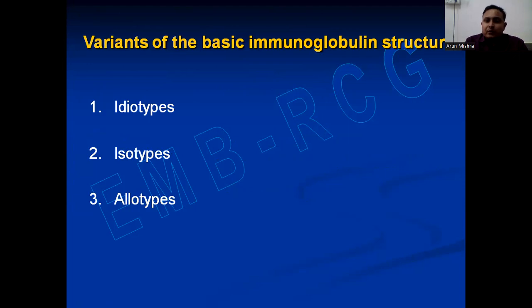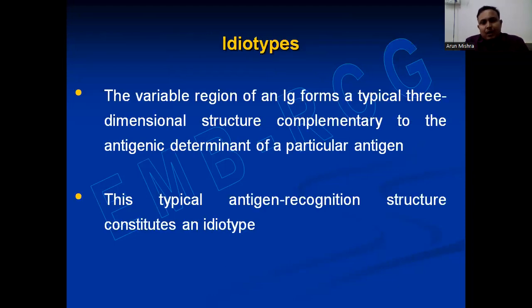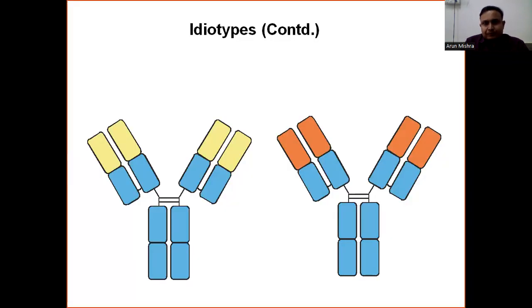So there are some variants of basic immunoglobulin structures. These are idiotypes, isotypes, and allotypes. We'll discuss these further. Idiotypes: the variable region of an immunoglobulin forms a typical three-dimensional structure complementary to the antigenic determinant of a particular region. This typical antigen recognition structure constitutes an idiotype. We can see the structures of idiotype here that they are colored.